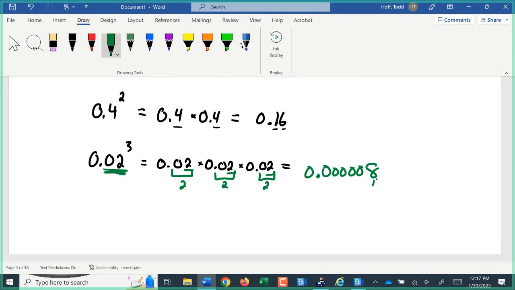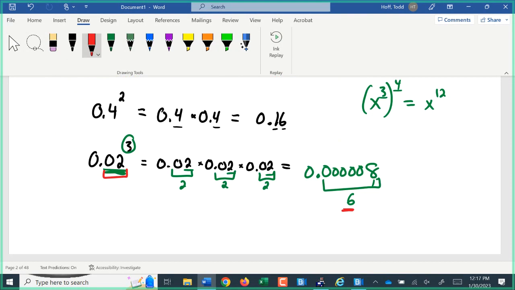The original number had 2 decimal places to the power of 3. 2 times 3 is 6. Our answer had 6 decimal places. This is related to that rule of exponents, where if I have x to the third to the power of 4, I multiply the exponents. That's x to the 12th. Well, the same here is the decimal places. 2 decimal places to the power of 3 gives me 6 decimal places in my answer.